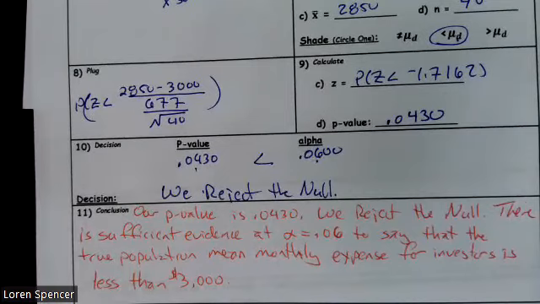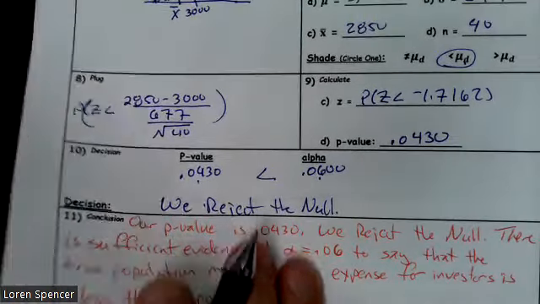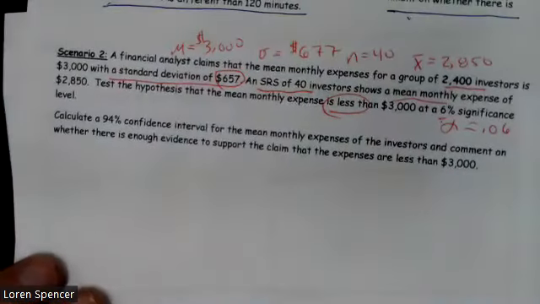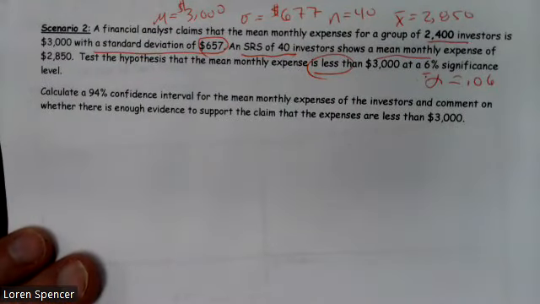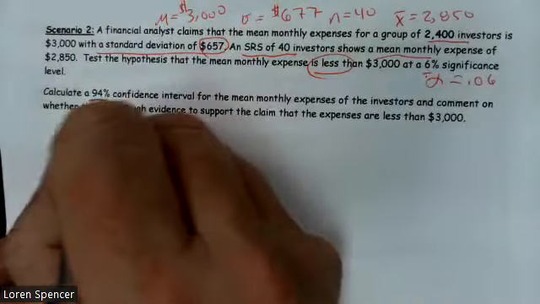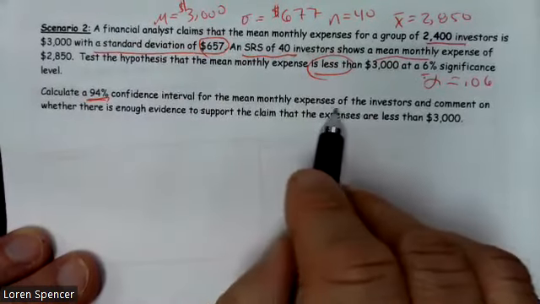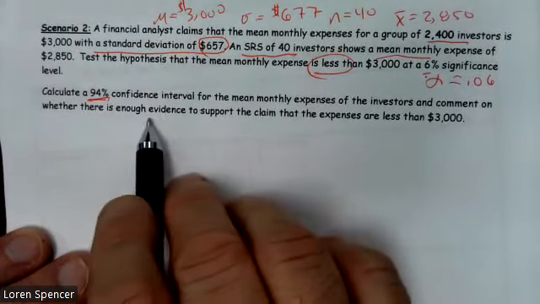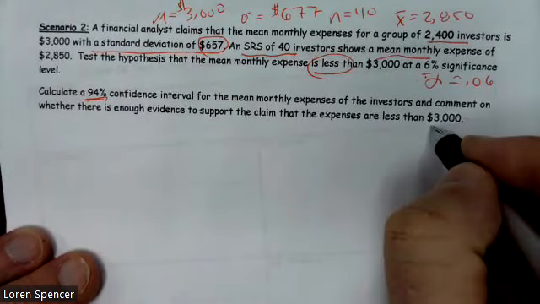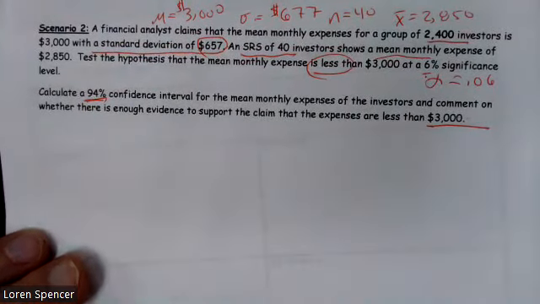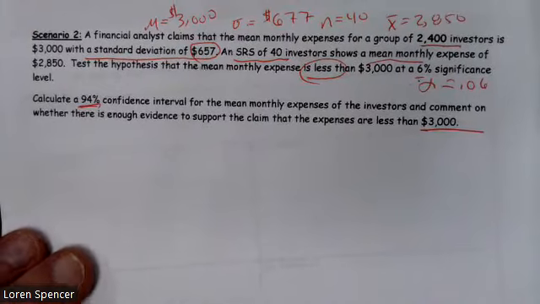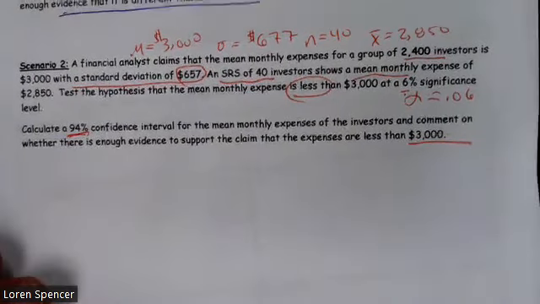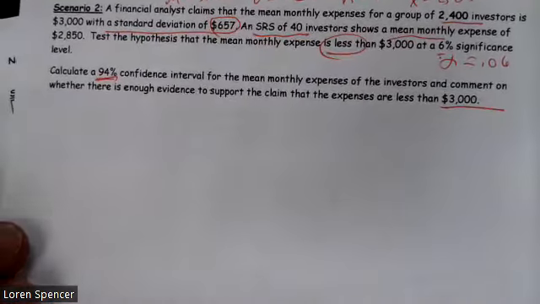All right, so that takes care of that. We still need to do a confidence interval for the same problem. So let's take a look at what they're asking for. Calculate a 94% confidence interval for the mean monthly expenses of investors, and comment on whether there's enough evidence to support the claim that they're less than 3,000. That's interesting. So a confidence interval.